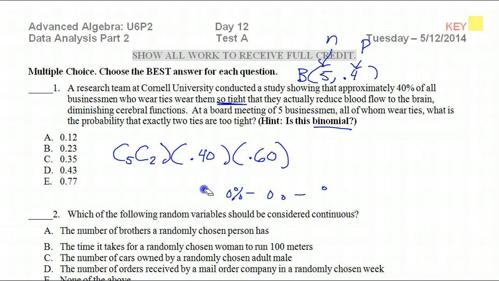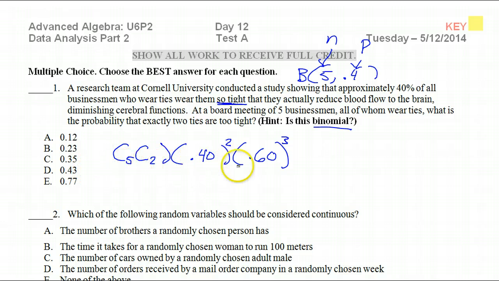Now these probabilities get exponents. The first one is the number of successes. The probability of success gets the number of successes, so the probability of too tight gets the number of too tight. Now the probability of okay gets the number of ties that are okay. There's a total of 5, so if 2 ties are too tight, that means 3 must be okay.